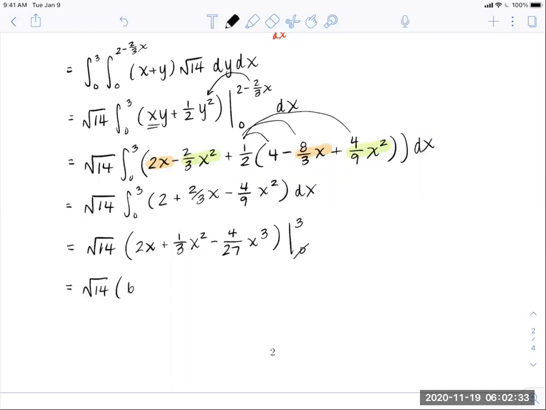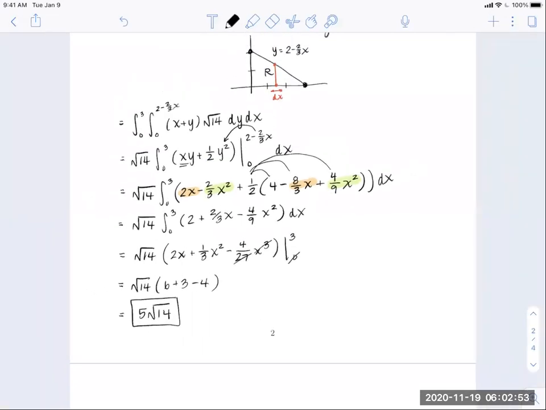So I get 6 plus 3. Notice here 3 cubed is 27, so those are going to cancel, minus 4. So I have 9 minus 4, which is 5. So a final answer of 5 square root of 14.